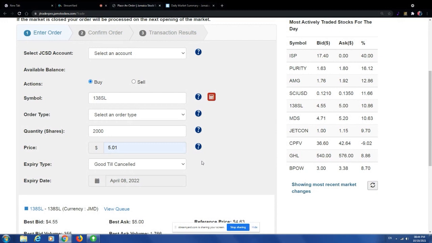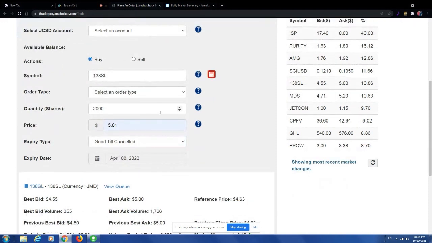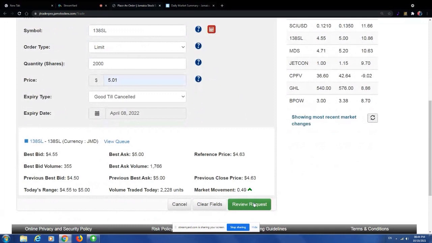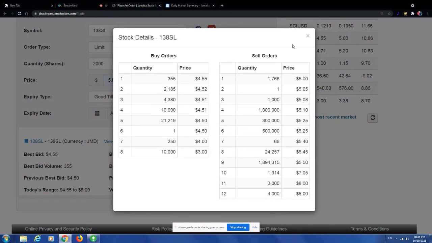Meaning that unless you cancel the order, it will stay in the queue as is. So these different kinds of order types basically give you at least an understanding as to what goes on. So for order type, I want to select limit, select my JCSD account, and right here you can actually see the queue, and it tells you the currency of the stock as well. So you can see the queue before you actually buy.